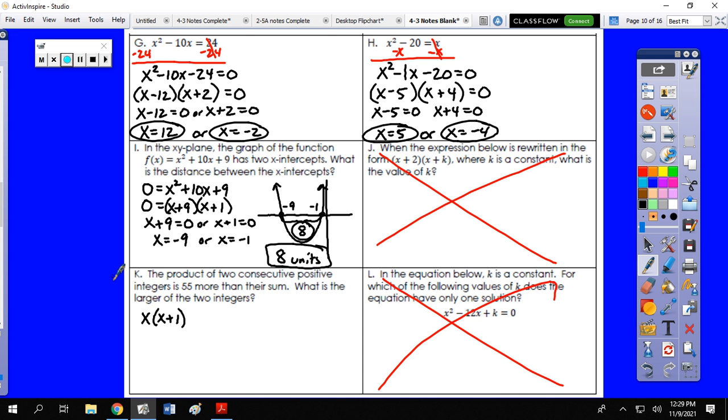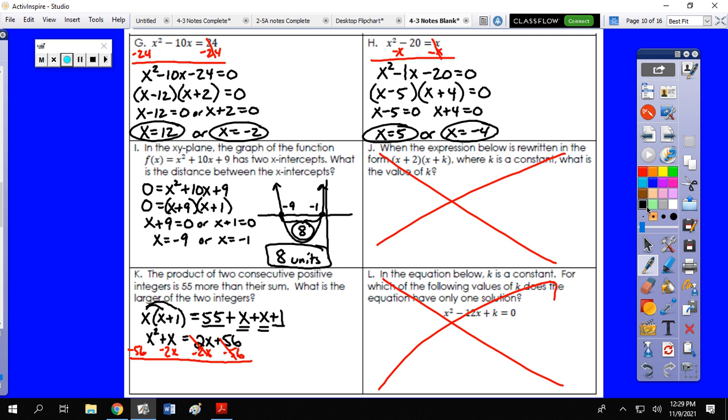It says the product, that means multiply, of two consecutive positive integers, that's our x times x plus 1, is our equal sign, 55 more than their sum. That would be x plus 1. So we would distribute here, which would give us x squared plus x. And on the other side, we would combine like terms, which would give us 2x plus 56. We then need to move everything to the other side of the equation. So subtract 2x and subtract 56 from each side.